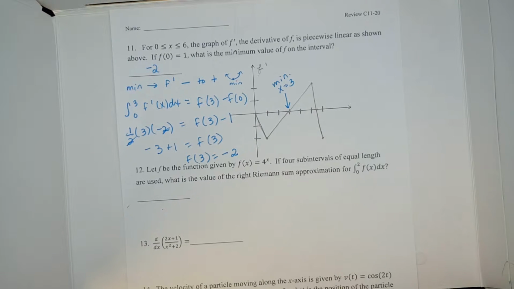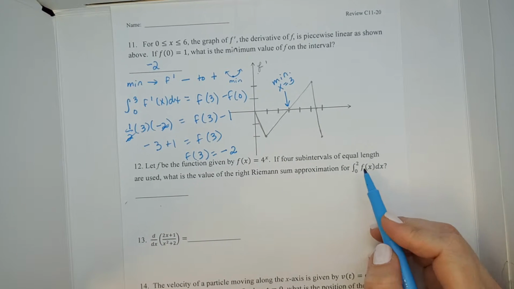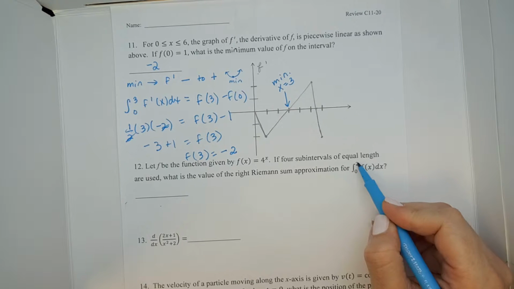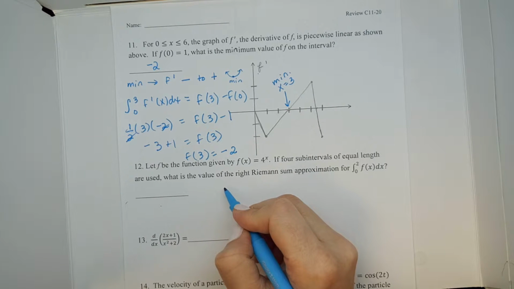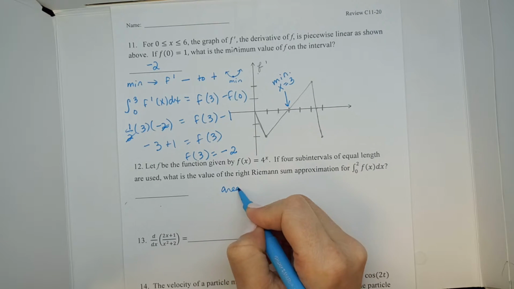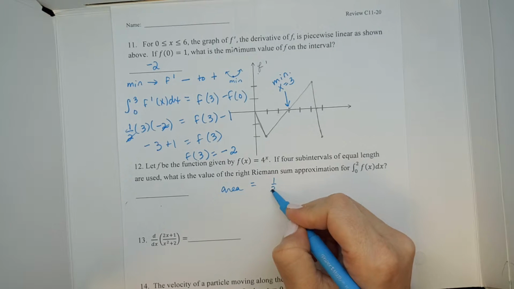Okay, on number 12, let f be the function given by f of x equals 4 to the x. You're going to divide it into 4 subintervals of equal length, and then find a right Riemann sum approximation. Okay, so we know that the area of each rectangle is going to be 1/2 times the height. If I take 0 to 2 and I divide it into 4 equal sections, each section is going to be of width 1/2. So that's going to be the width of each rectangle.